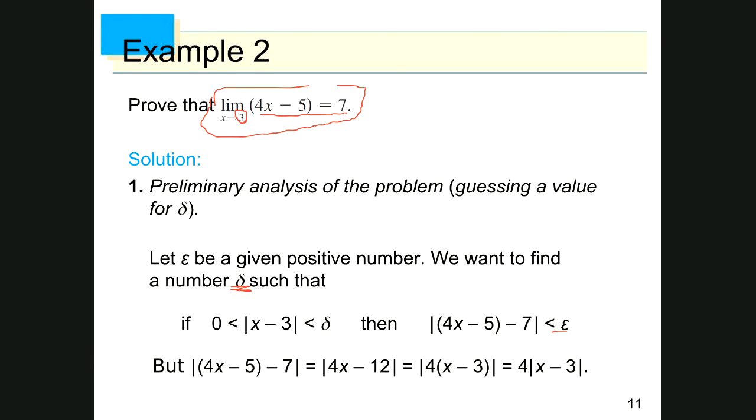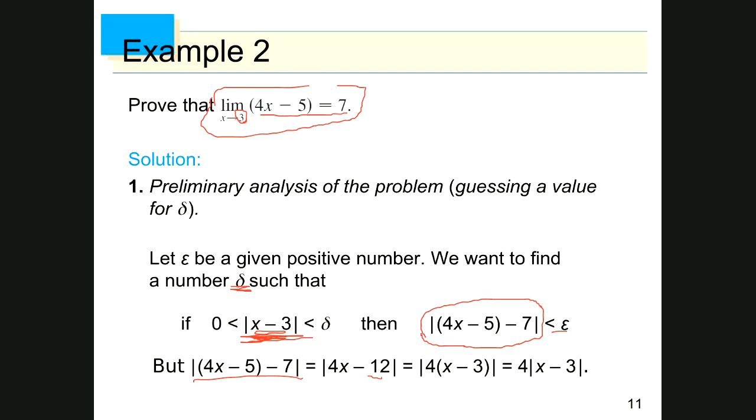Then your next step is just to look at this piece on its own. So the distance between the function and that output, 7. Try to simplify that to a point where you see a relationship between this term here, which I circled, and what I'm underlining here, x minus 3. Let's see how it works. If you simplify this, it just becomes 4x minus 12. Remember, minus 5 minus 7 is minus 12.